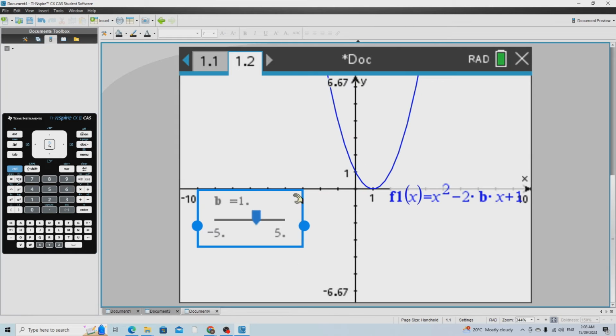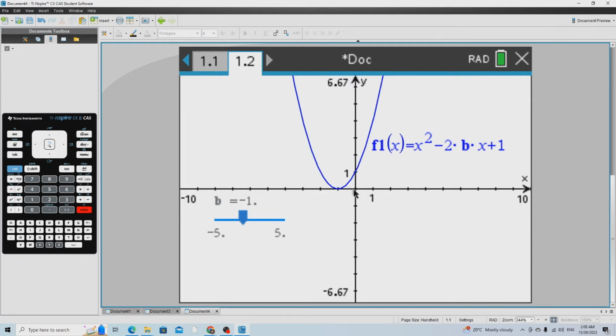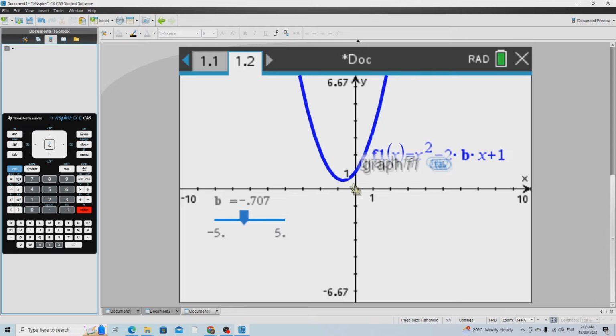Let's choose the first point, which is 0. It says b equals 0. So the distance is 1. What about negative 1? Okay, same distance, no change. And what about negative 1 over root 2? Let's try that one. Negative 1 over root 2. It's much closer. What about half?